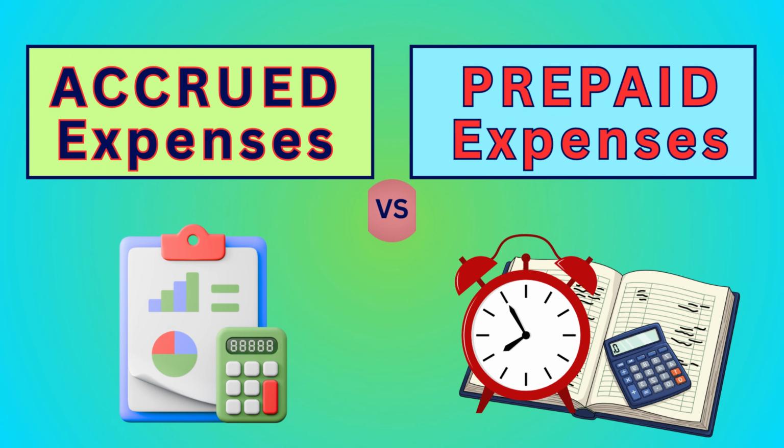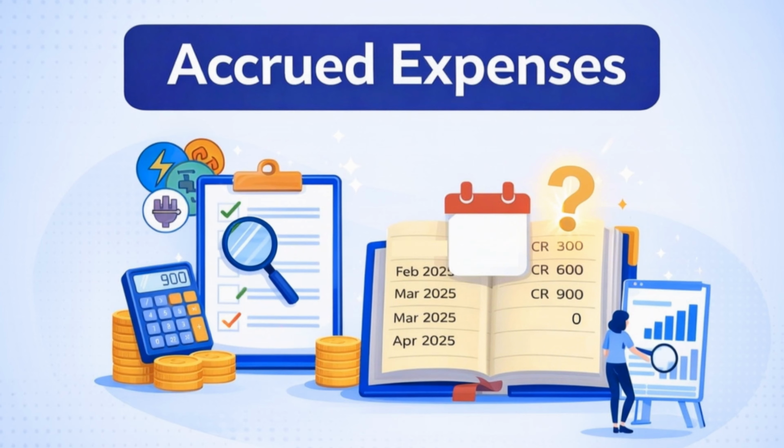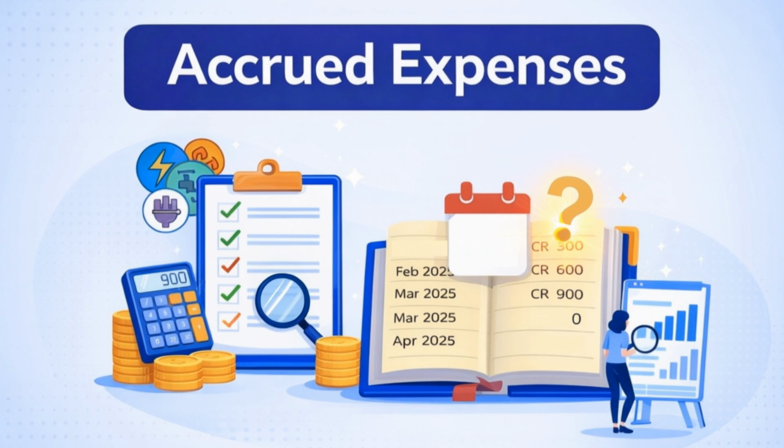Accrued expenses and prepaid expenses are two sides of the same accounting concept, timing. One is recorded before it's paid, another one is paid before it's used. Both adjust expenses to the correct accounting period, just from opposite directions. In this lecture, we are looking at accruals, also called accrued expenses.